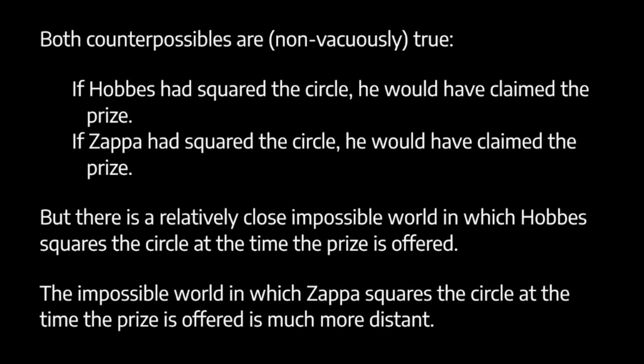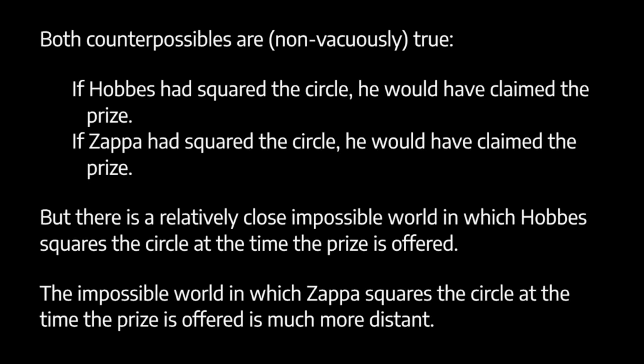But we take a relatively close impossible world, right? There's a relatively close impossible world in which Hobbes squares the circle at the time the prize is offered, whereas that's not the case for when Zappa squares the circle. This analysis requires non-vacuism.